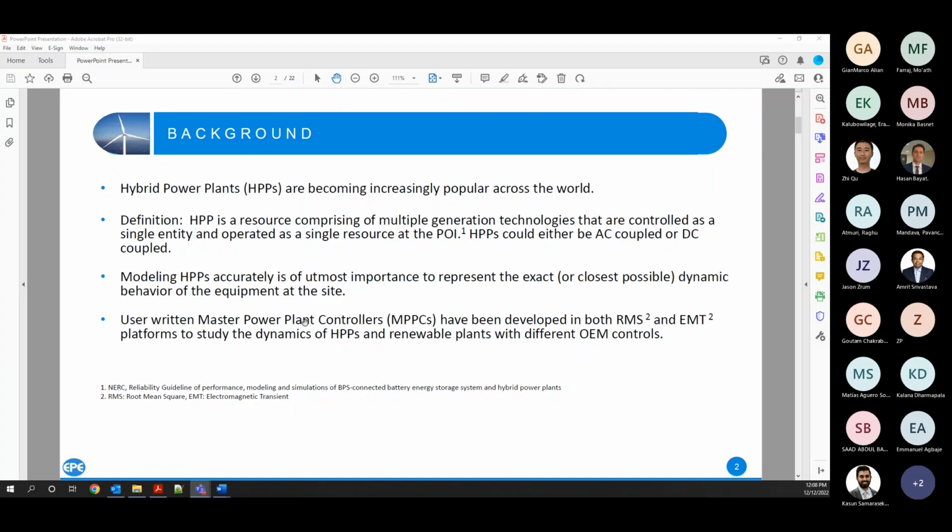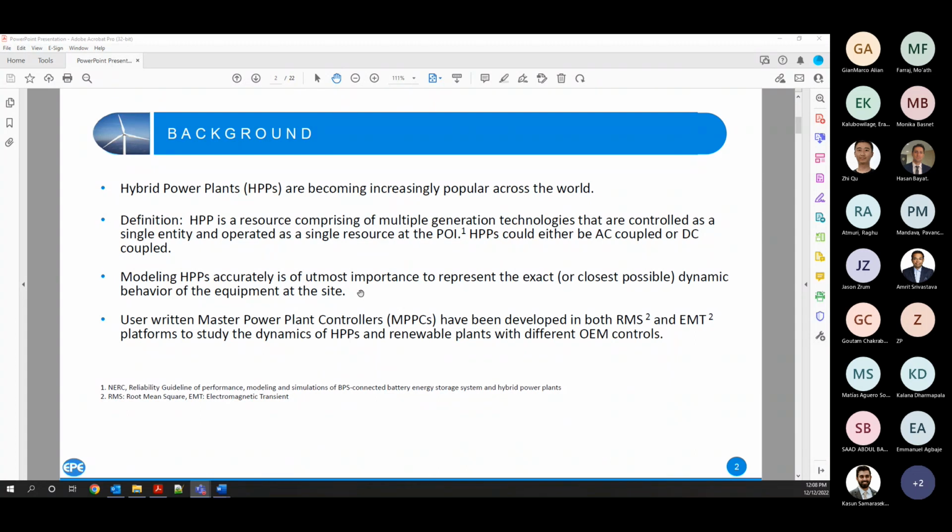So this is actually where master power plant controllers become very important, as they need to be developed to control these entities as a single resource behind the point of interconnection from a transmission planning point of view, and also from site-specific points of view.